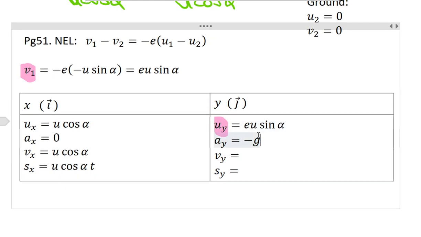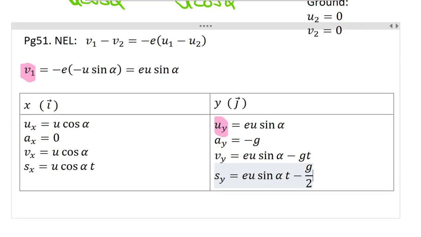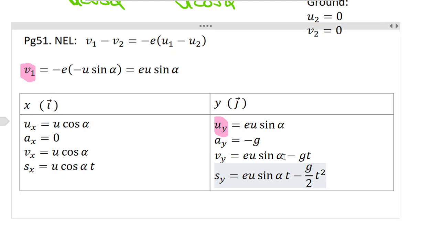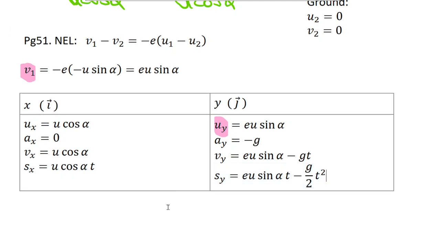So that's eu sine alpha from the collisions formula we just created, and then Vy is eu sine alpha minus gt from our equation of motion, and then our Sy is eu sine alpha t, so ut minus g over 2 t squared. And this is why it's really good to set these questions up for yourself in this way, because you have a method, you have something you can look back on and go, that's what I did, I'll do that again now, and it'll all work perfectly.